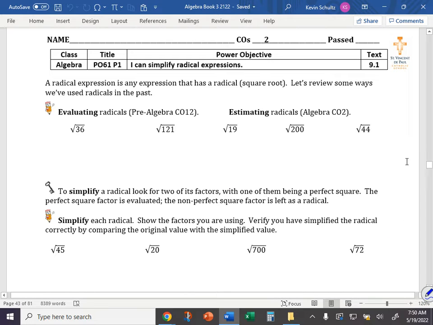Algebra. We are continuing in PO61, part 1 of 3. Damien, warning for you. I feel like that's just routine now.